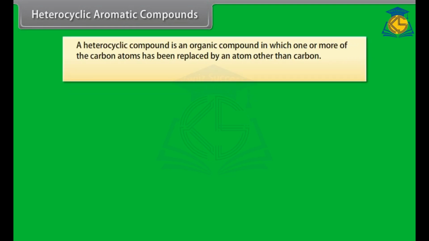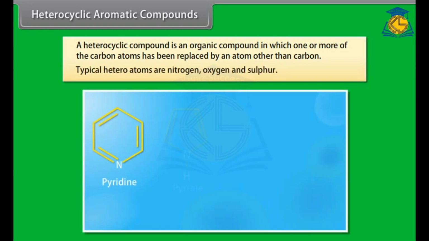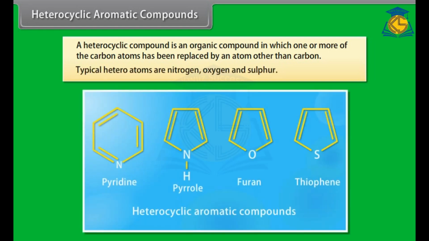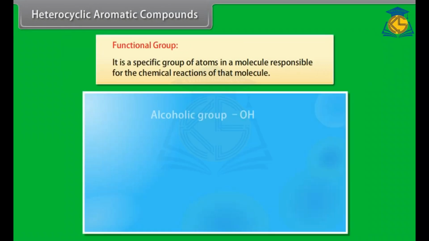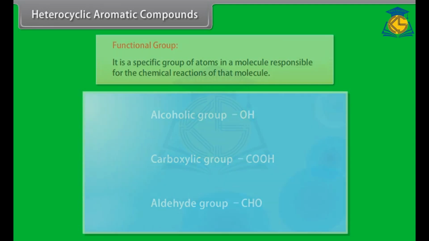Heterocyclic aromatic compounds. A heterocyclic compound is an organic compound in which one or more of the carbon atoms have been replaced by an atom other than carbon. Typical heteroatoms are nitrogen, oxygen and sulfur. Functional group. It is a specific group of atoms in a molecule responsible for the chemical reactions of that molecule.